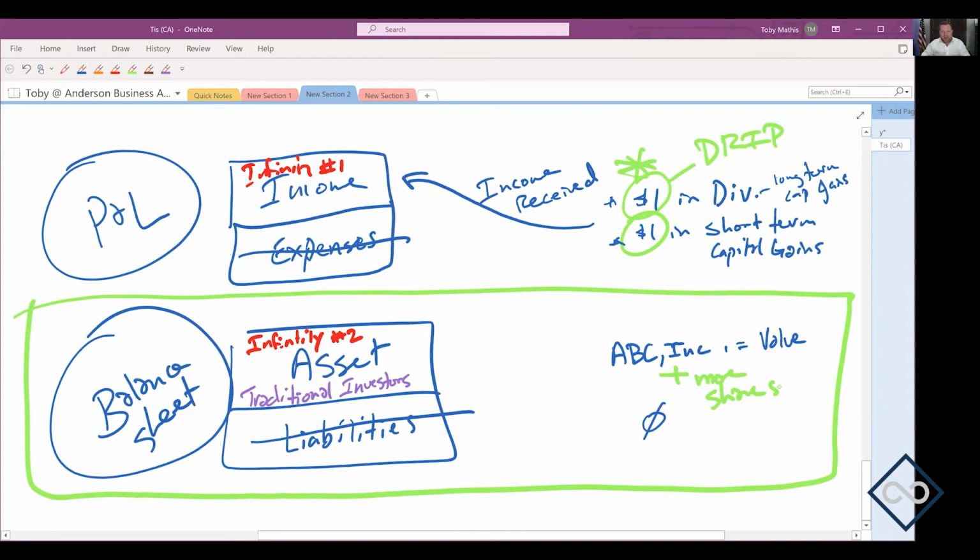But we have that cash if we want it. We don't have to do that, by the way. We could actually just live off the dividends. We could live off the short-term gains. It comes into our realm in the form of income and is sitting there for us to spend.